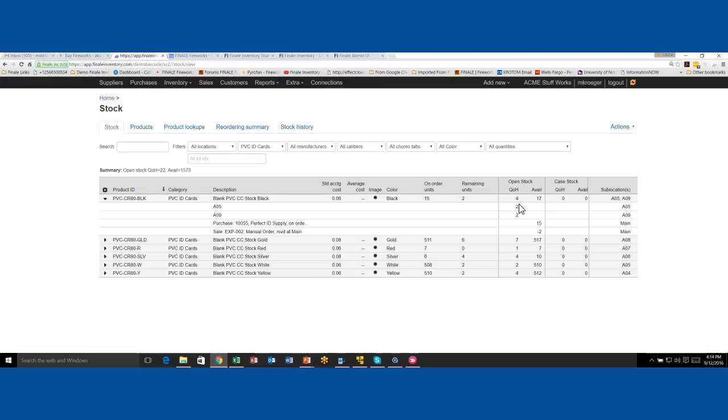For instance, if there happened to be red cards in the very same location A05, but that's kind of a bad example. So let's look at white. There happens to be white. When you look right here in the stock, we're looking at 2 white cards actually located in A5. So if we were to look at A5, A5 has both 2 black cards and 2 white cards in it.